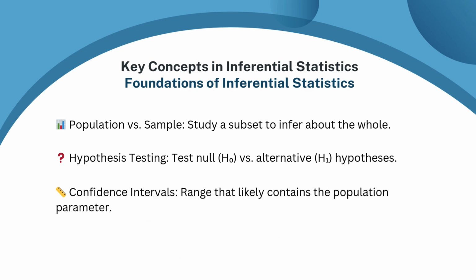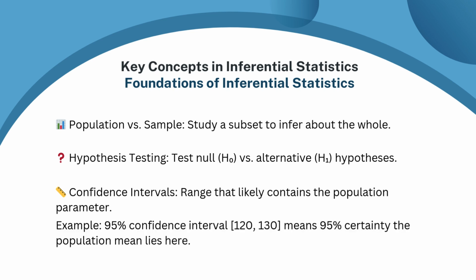Confidence intervals. A confidence interval tells you how certain you can be about a population parameter, like the average blood pressure. For example, if you calculate a 95% confidence interval of 120 to 130, you're saying there's a 95% chance the true population average falls within that range. It's not perfect, but it gives you a level of assurance.